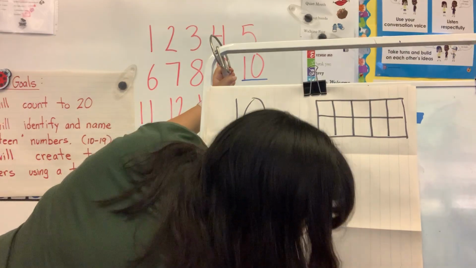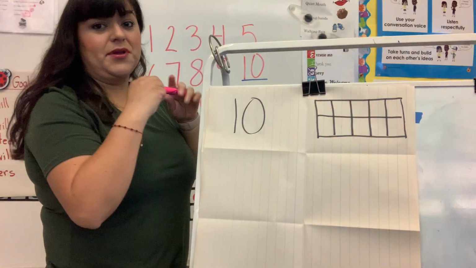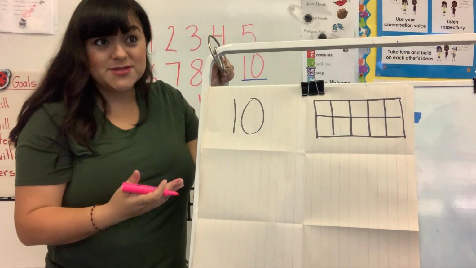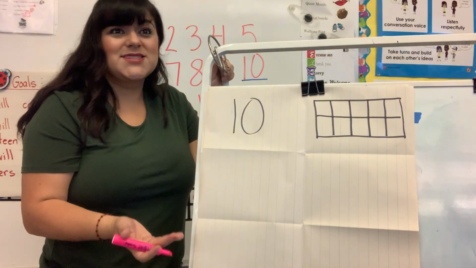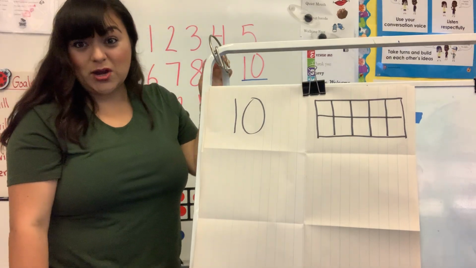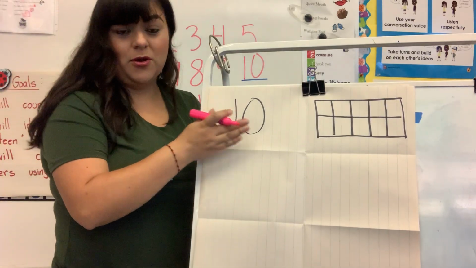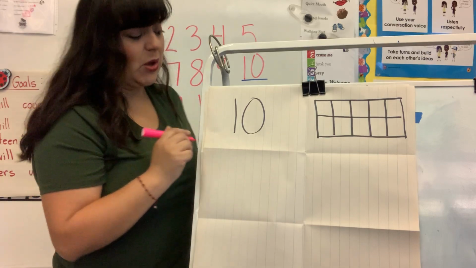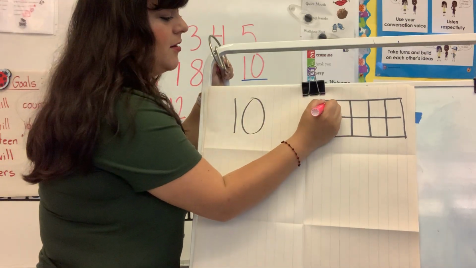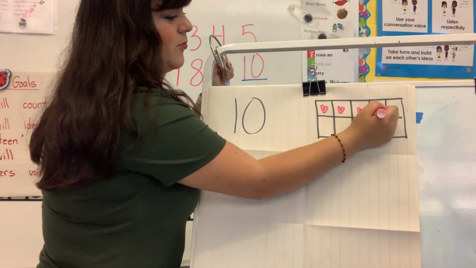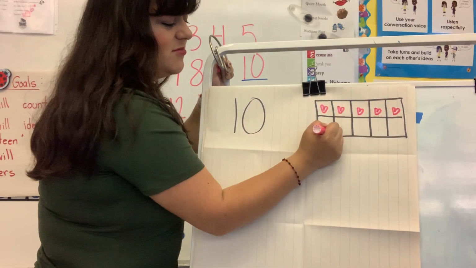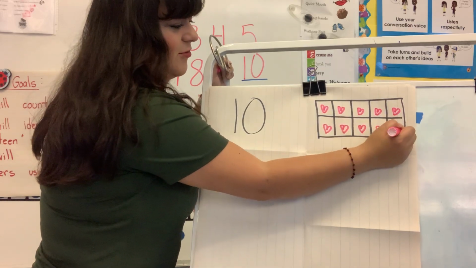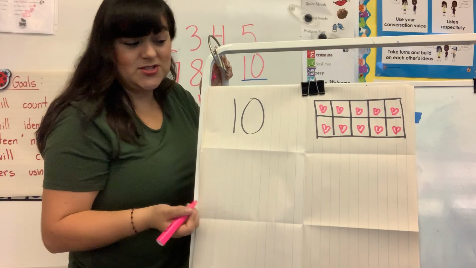So inside of the 10 frame, you can use circles, hearts, flowers, cars, stars, zigzag lines, whatever you want to draw, but I want to see the numeral and the visual using a 10 frame. Okay, so here's 10. 1, 2, 3. And does Miss Aguirre need to count? Not really. There's 10 squares in a 10 frame. So I can just say 10.